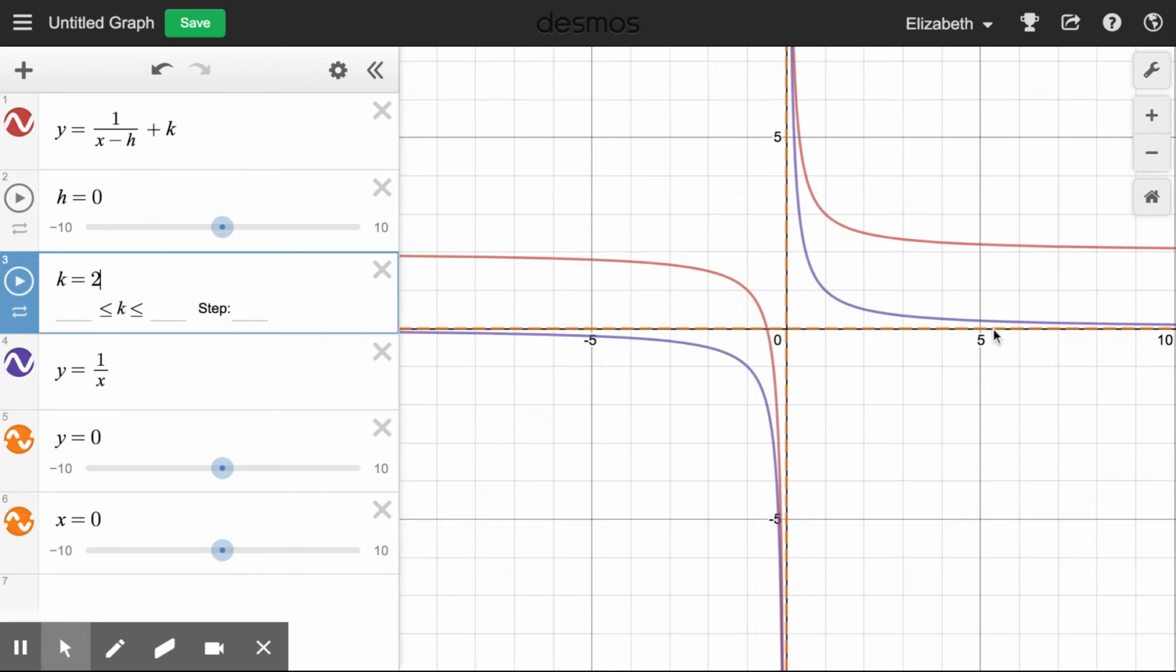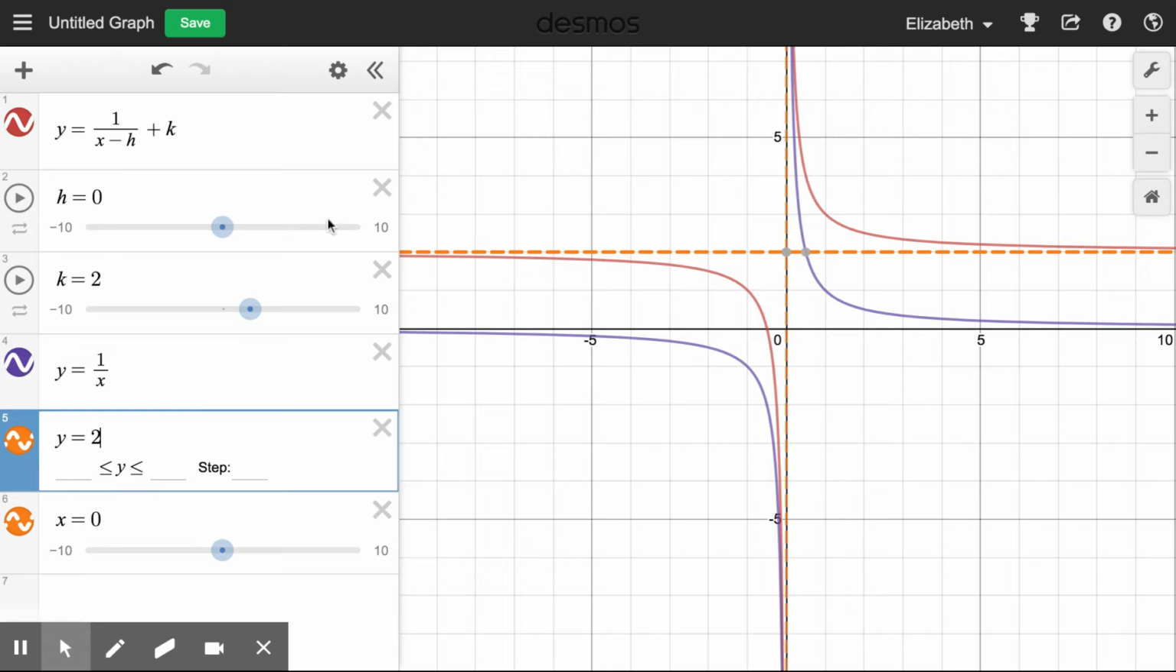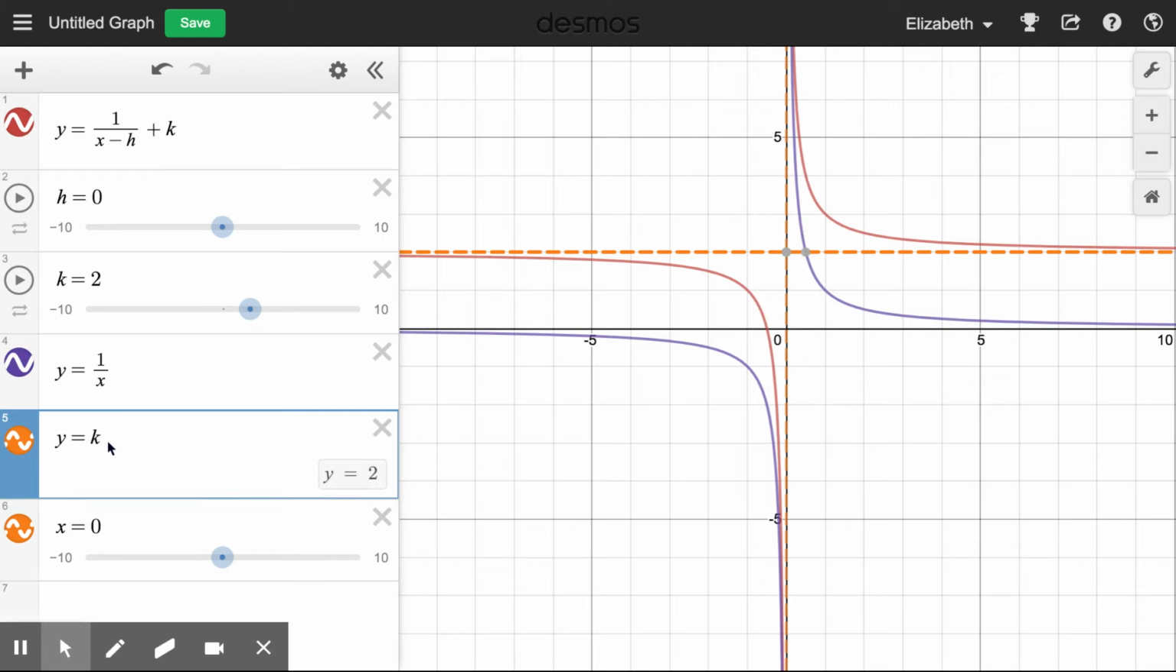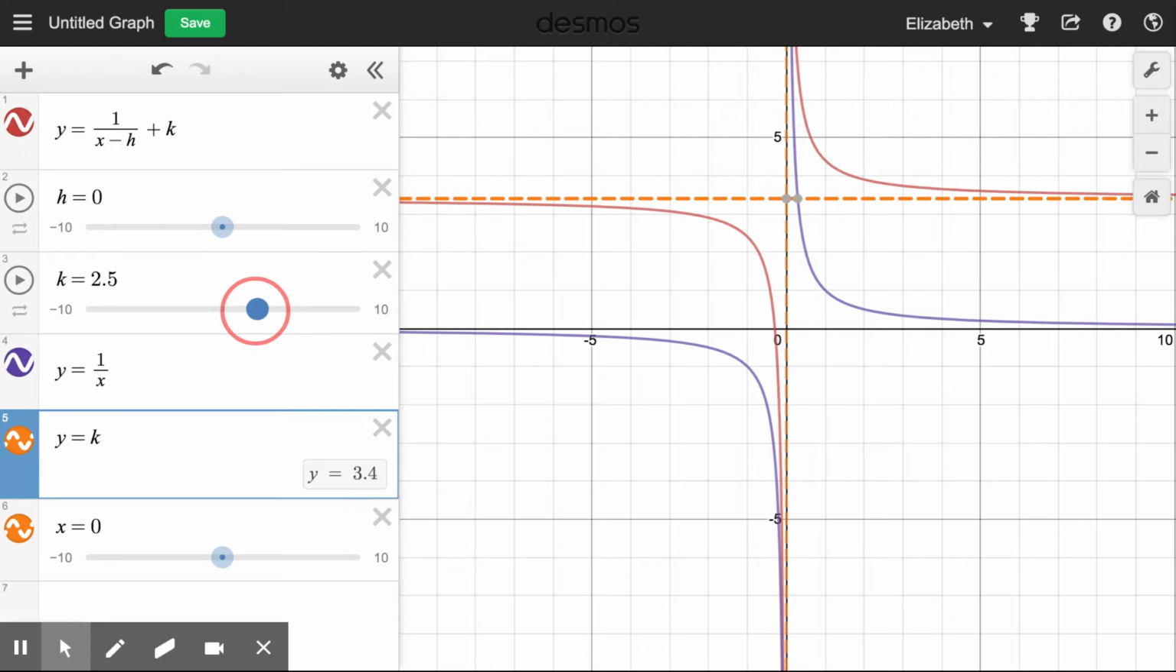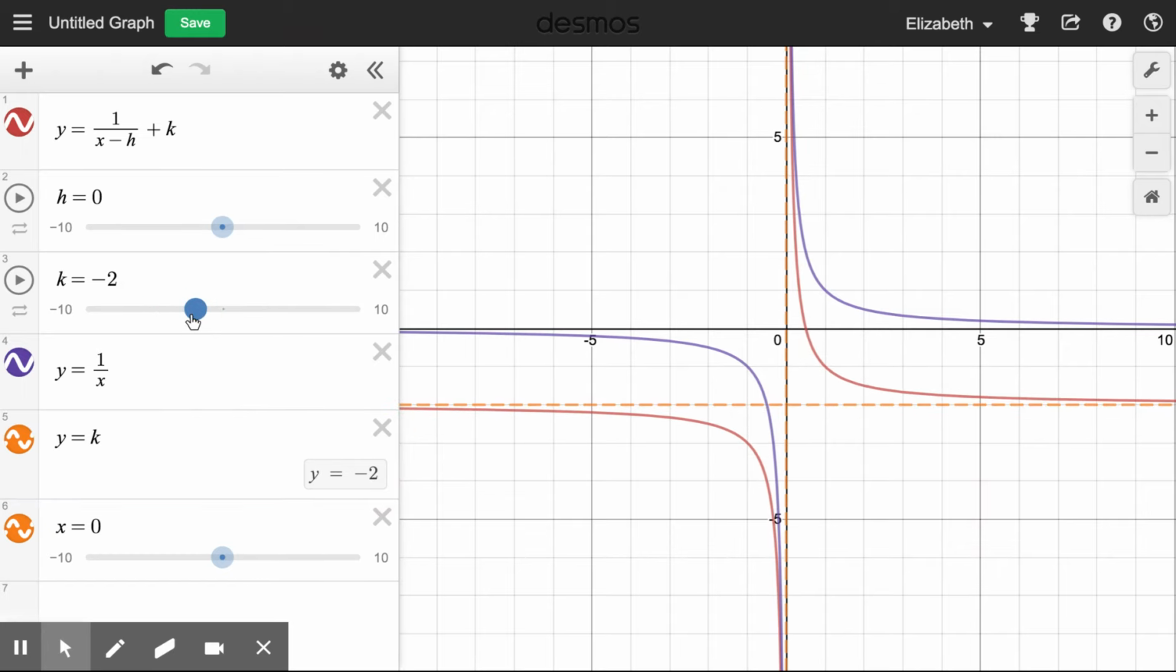Look at how the horizontal asymptote changes. If k were to be 2, the horizontal asymptote y equals, if we slide it up, we can see that it fits right in there at 2. So whatever the k value is equal to, that is the horizontal asymptote y equals. So we could actually just say in general, y equals k gives us the horizontal asymptote. And as we move k up and down, you see the horizontal asymptote changes in exactly the same way.